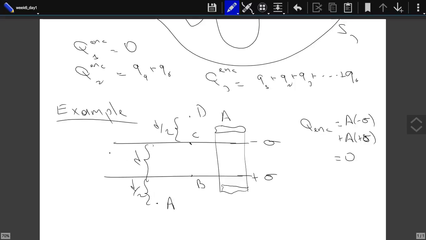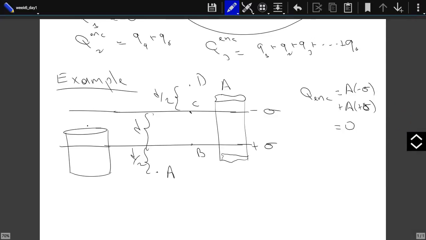You can take another surface. Let's say this one. Again, let's call the surface area S. Q enclosed here is just plus sigma times S, because sigma is nothing but the charge per unit area. The area of this plane that is inside my cylinder is just S. So the total charge is the area times the charge per area, so that is plus sigma times S.